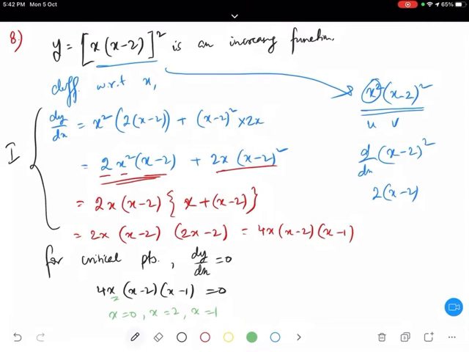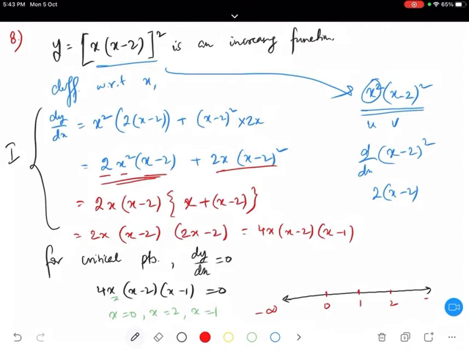Now after finding the critical points, I have to find the number line. So let us draw the number line. Now in that number line, we need to plot these critical points. So first I have 0, then I have 1, then I have 2. So these three critical points we have plotted, right? Now after plotting the critical points, we have already discussed what we will do.